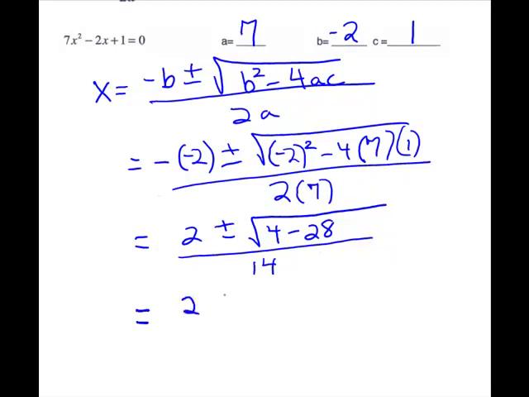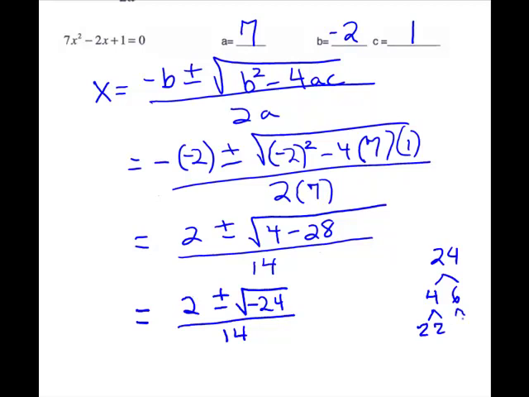So let's go ahead and finish simplifying. We have 2 plus or minus the square root of negative 24 over 14. And this we can take out our i. I'm going to do the 24 on the side. 24, if we break it down, we can do 4 times 6, and 4 is some 2's, and that would leave 2 times 3. So we're going to be able to take out a 2 and the i, and it will leave 6 underneath. So 2 plus or minus 2i times the square root of 6 over 14.